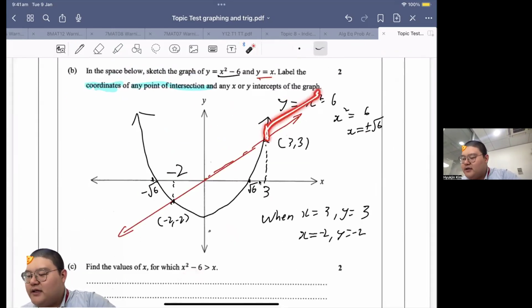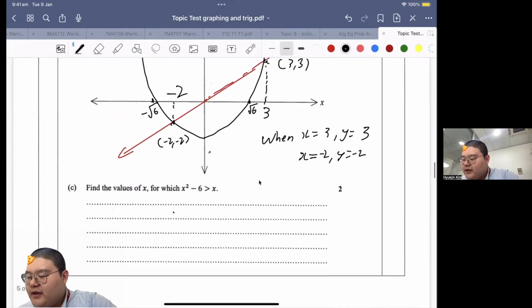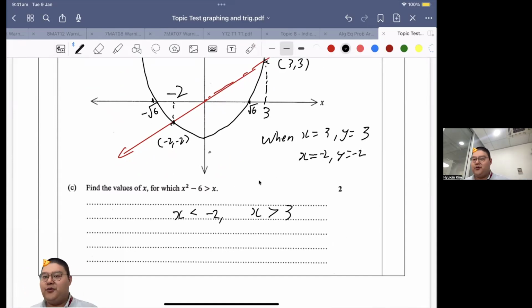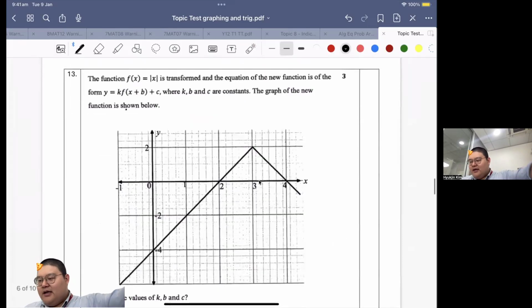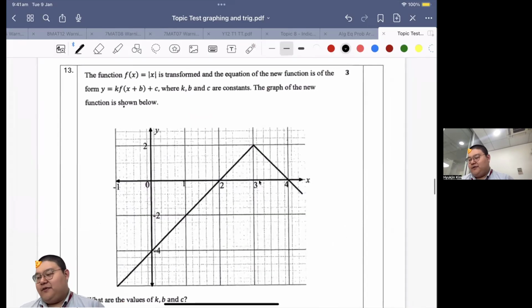On the right side of this and then on the left side of this. So when x is less than -2, when x is greater than 3. Interval notation, whatever you like. All right, the function f of x equals the absolute value of x is transformed, and the equation of the new function is of the form all that.